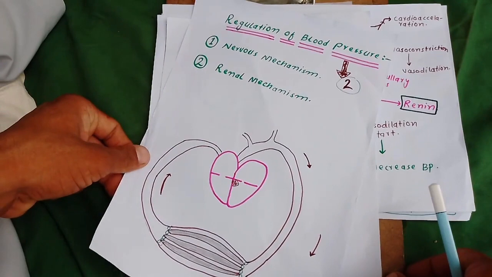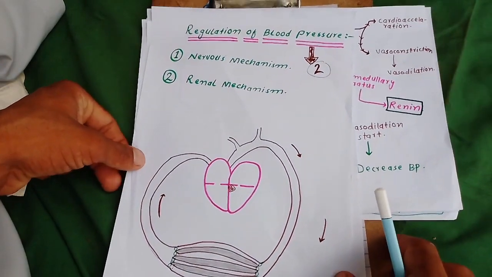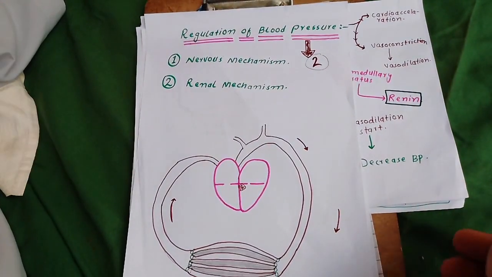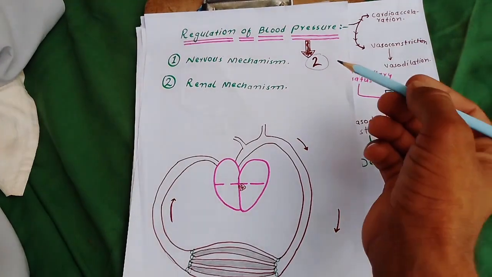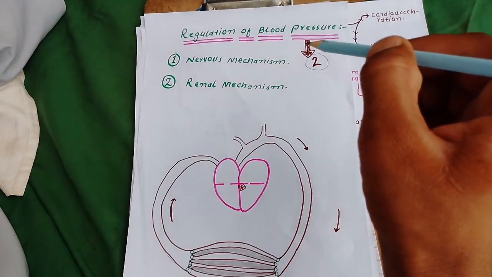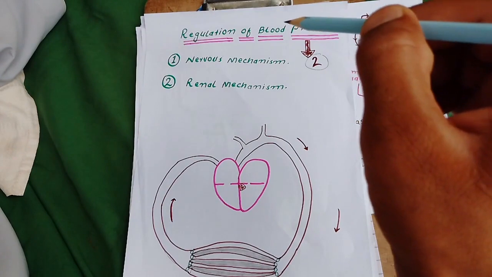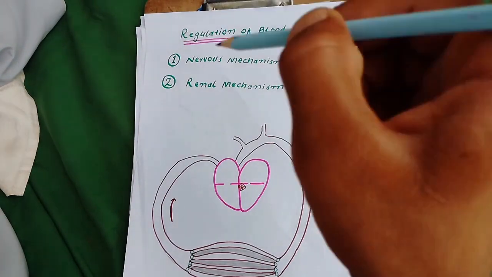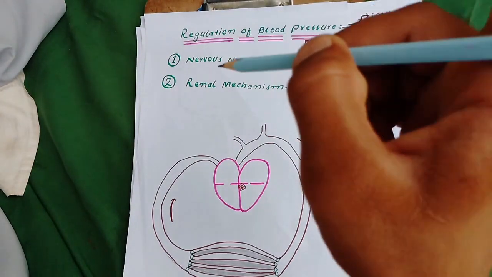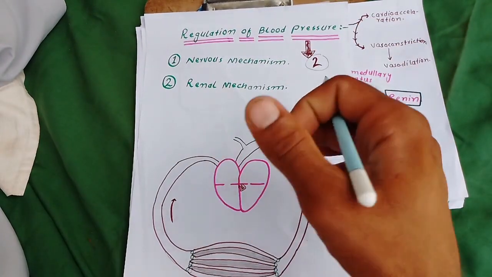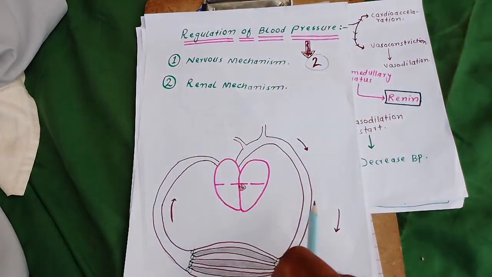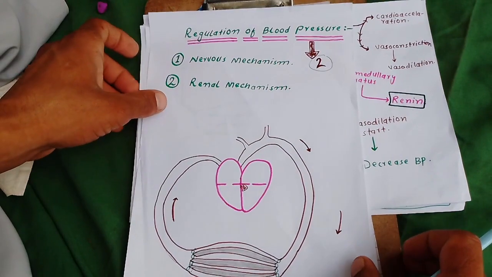Okay. Bismillahirrahmanirrahim. Today we are going to talk about the regulation of blood pressure. This is class number 2, and in class number 1 we had already explained the concept of blood pressure and the factors affecting blood pressure, especially arterial blood pressure. Okay, so let's start our lecture.